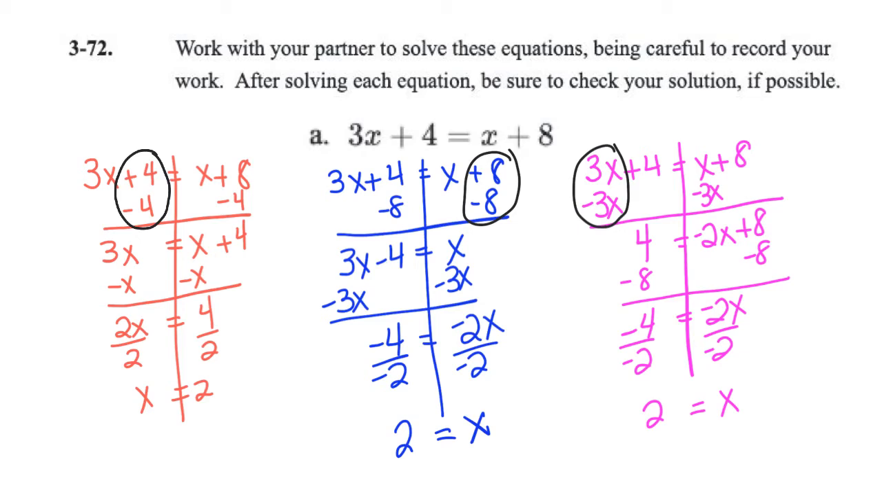My personal preference is to get the x's on the same side as soon as possible. So of these 3 choices, I like this one the best, just because after I do that step, I only have x's on one side. I don't have x's on both sides anymore like I do on those other 2.